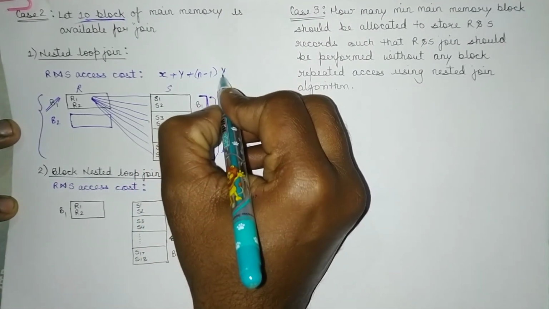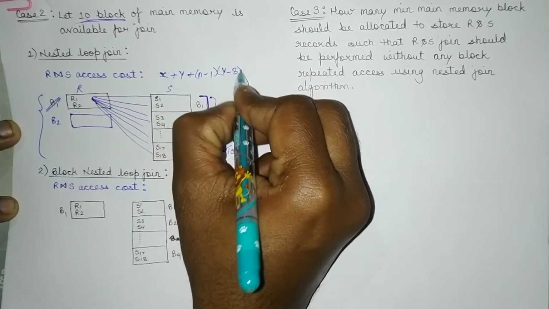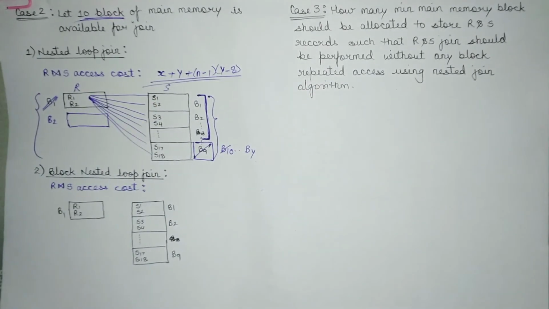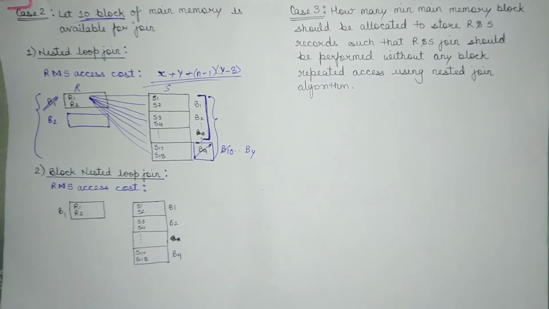So it will be Y minus 8. So this will be the access cost in the nested loop join format. Now what if we are using the block nested loop join?